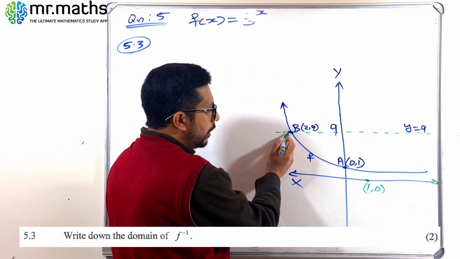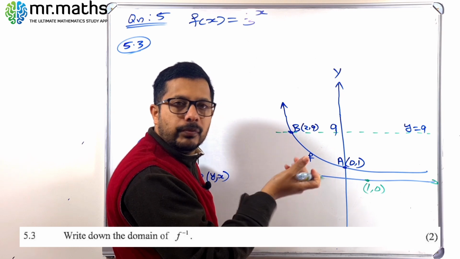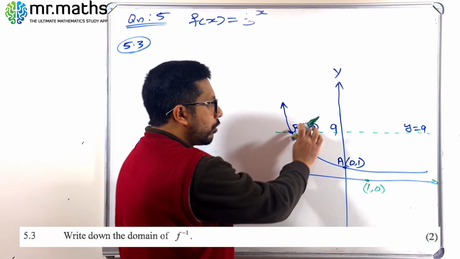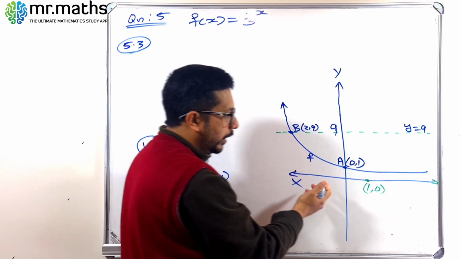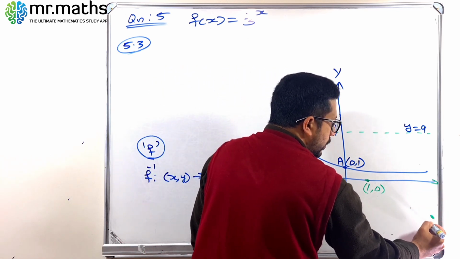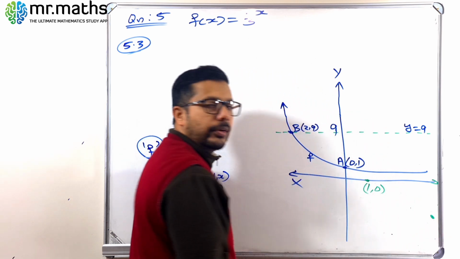Now look at this one. Another point we know is minus 2 comma 9. So in the f inverse graph, what is that point? 9 comma minus 2. You swap x and y. x is 9, y is minus 2, somewhere here. So this is the image of this B in the f inverse graph.